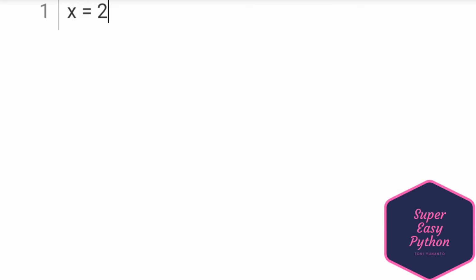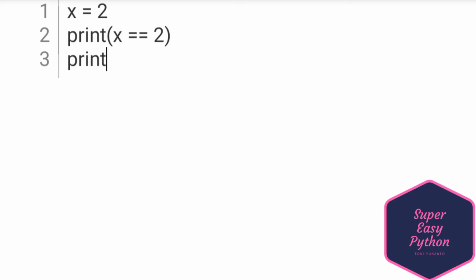X equals to 2. And then print, bracket, X double equals 2, and then next, print, bracket, X double equal 3, and then next, print, bracket, X is less than 3, and then the result expectation later will be true, false, true.